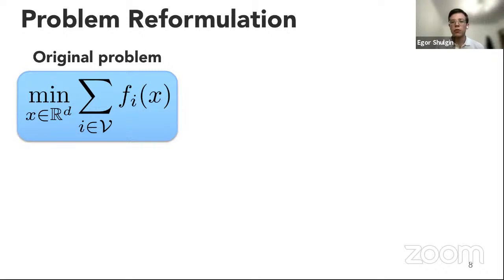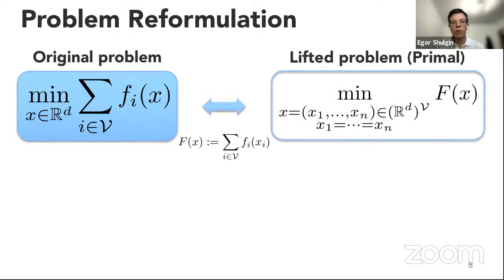Next, I would like to do a few reformulations of the original problem. You can have a look at it one more time. At first, we just have a finite sum, which is classical to almost any machine learning task. And firstly, we would like to consider an equivalent lifted problem with the consensus constraints. We denote the objective function of the lifted problem by capital F.